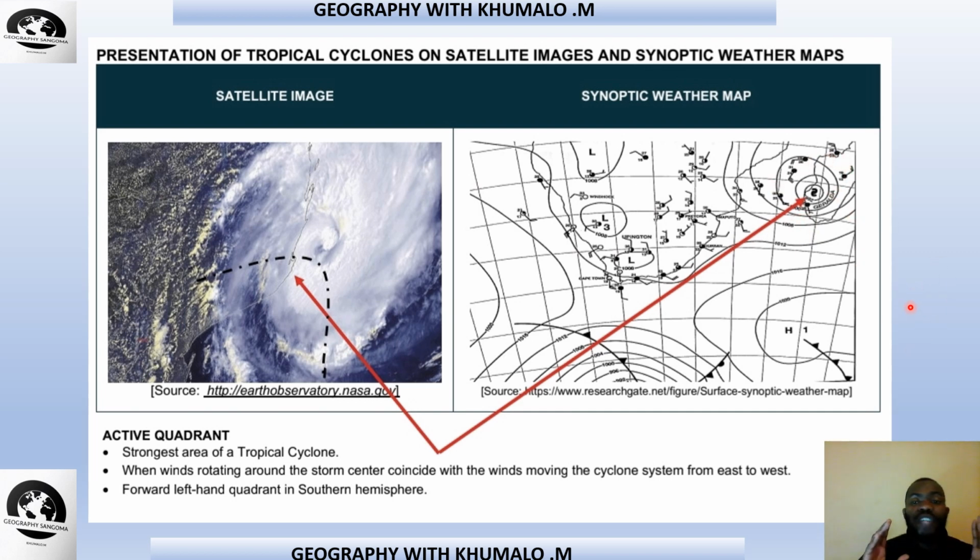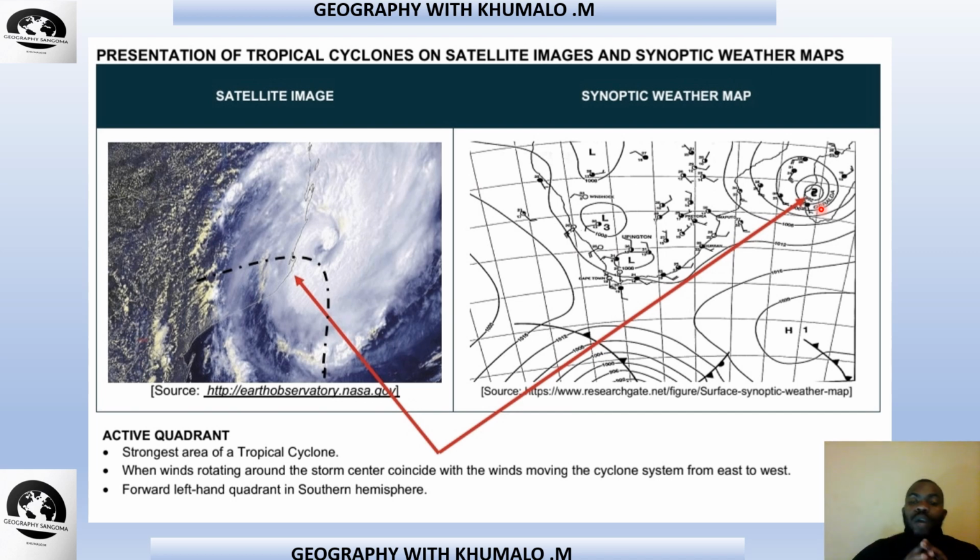Not forgetting, one of the characteristics of a tropical cyclone is that they are named alphabetically in each season. So if this is the first one, the name will start with the letter A. The second one will start with the letter B. So the first letter of the name of that tropical cyclone will tell you how many tropical cyclones have occurred, including that one that has been given on the synoptic map.